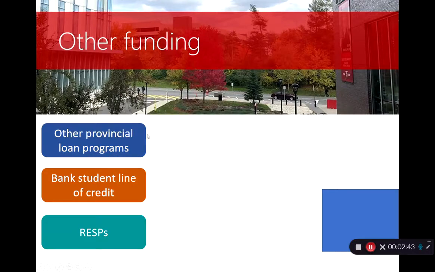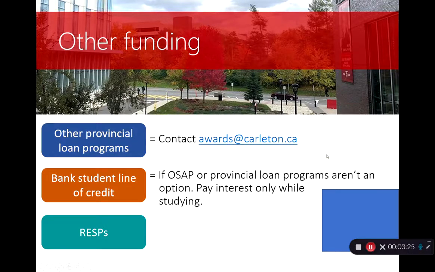There are other sorts of funding available to students coming in through our program. Some other provinces will fund the program, but not all provinces do. So it's really best to check in with our awards office to find out, if you're coming from another province, whether or not your provincial government loan funding program will sponsor the program. Our awards office can be reached at awards@carleton.ca by email, or you can give them a call at 613-520-3600.